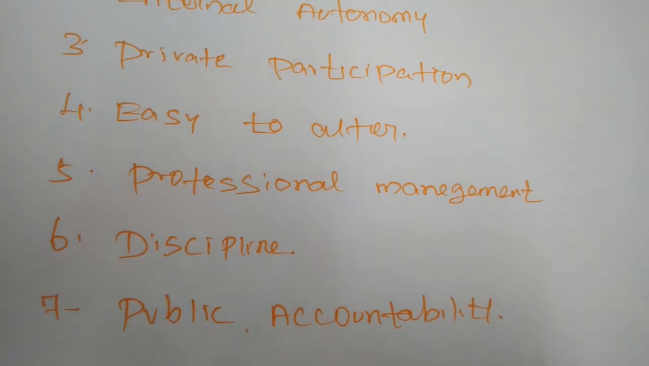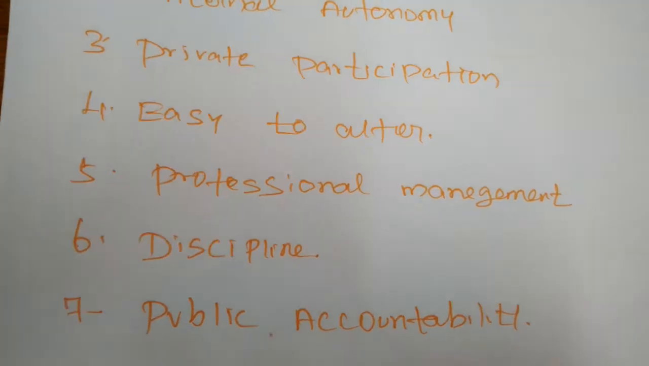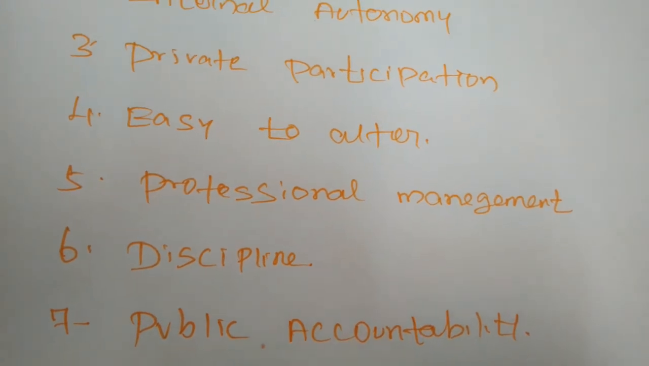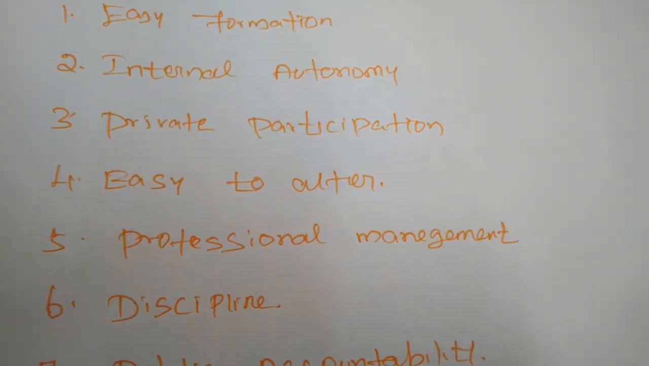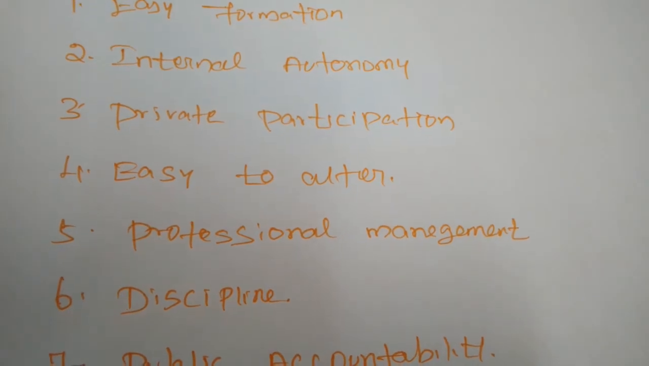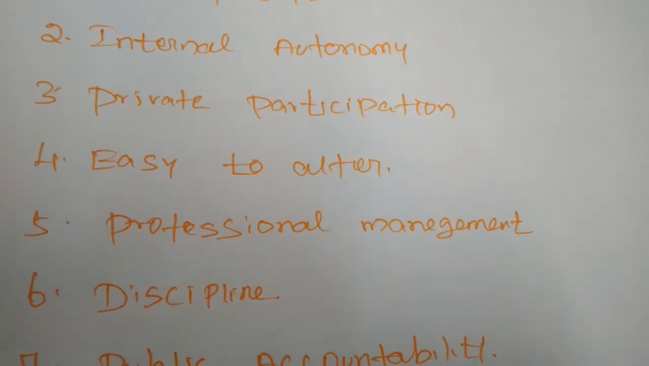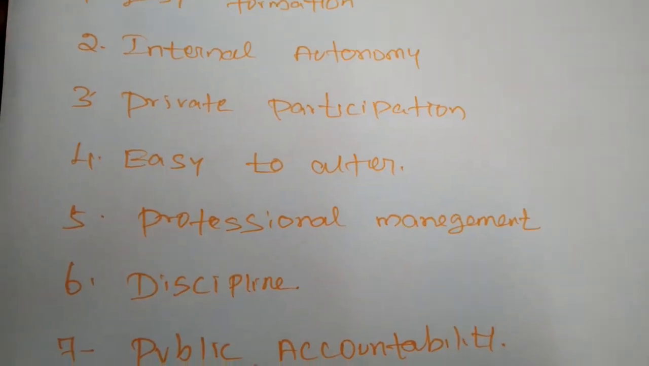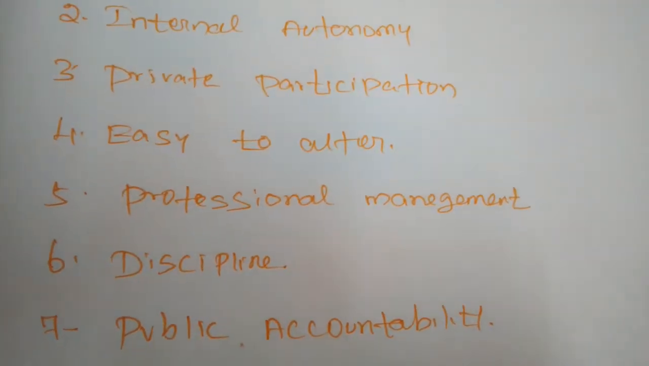Next, easy to alter. The objectives and the powers of the company can be changed by simply altering the memorandum of association of the company, without seeking the approval of the parliament. It is not like public undertakings. So it is very easy to alter the objectives and powers of government companies by simply altering the memorandum of association. When they change all the powers and objectives in the memorandum of association, it is automatically easy to alter, without seeking the approval of the parliament.